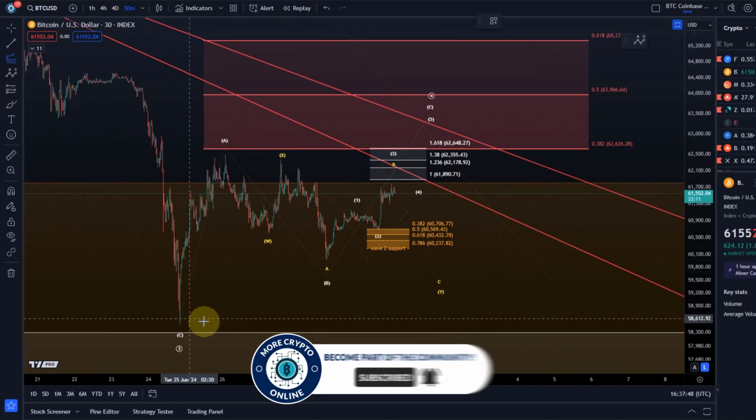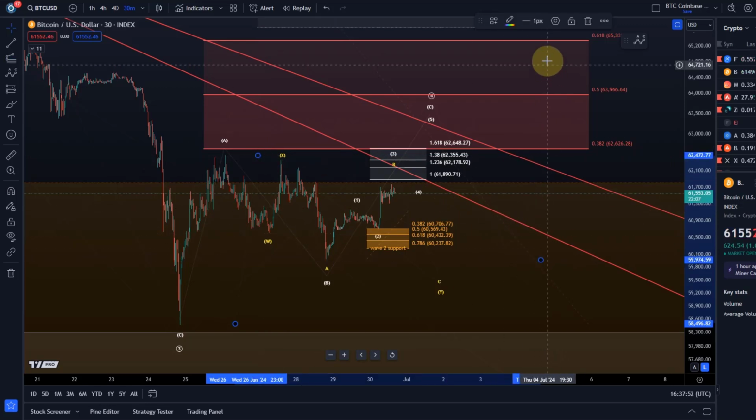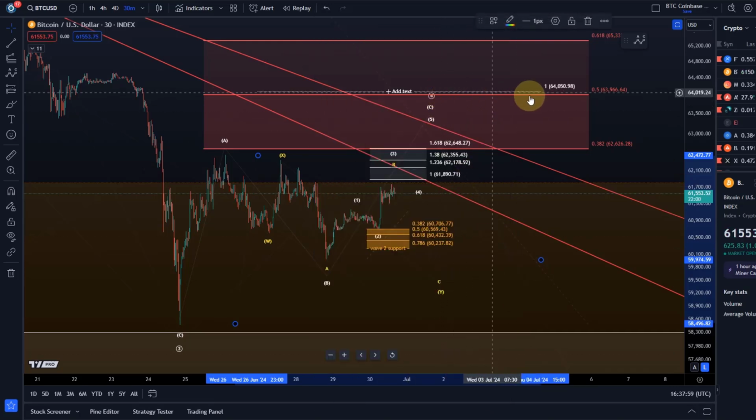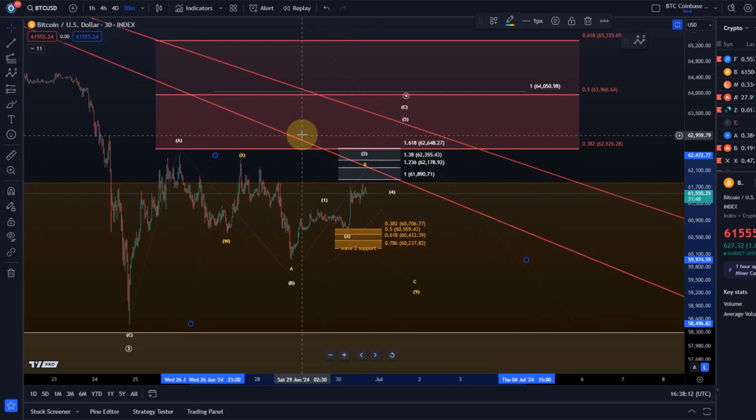If indeed we have an A wave to the upside and a B wave down, then the 100% extension, which is a very common C wave target, points towards 64,050. So it's basically an overlap with the 50% retracement there. So around 64K, there should be good resistance if we get there. However, there are a few things that the bulls need to accomplish first.